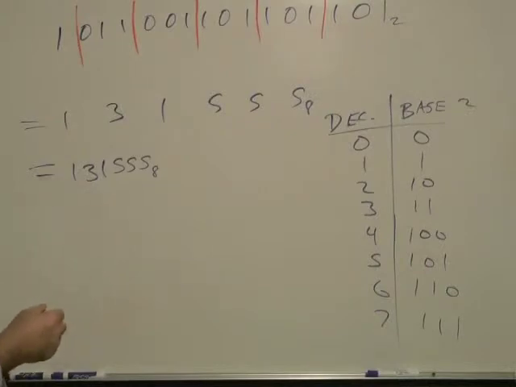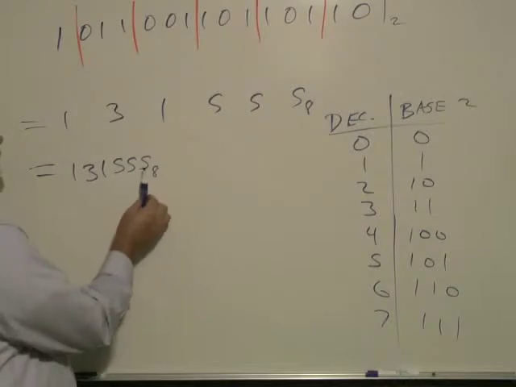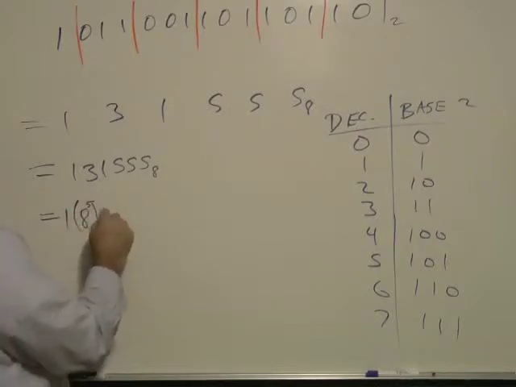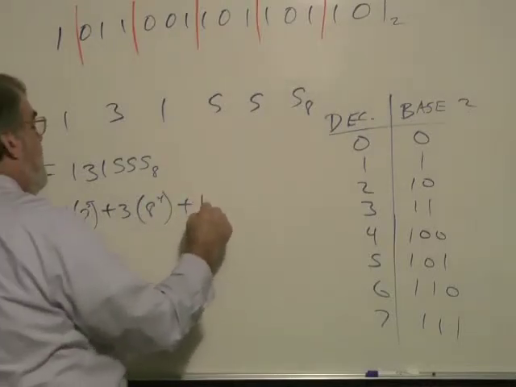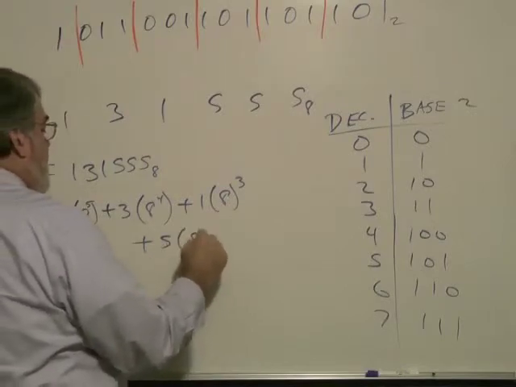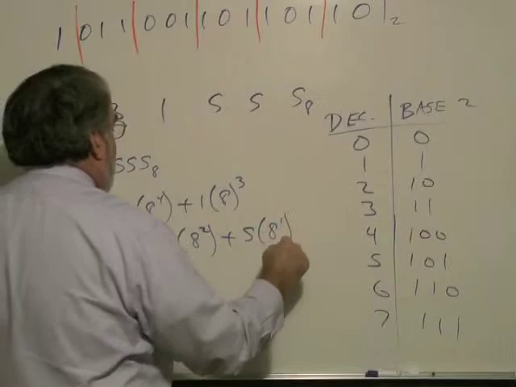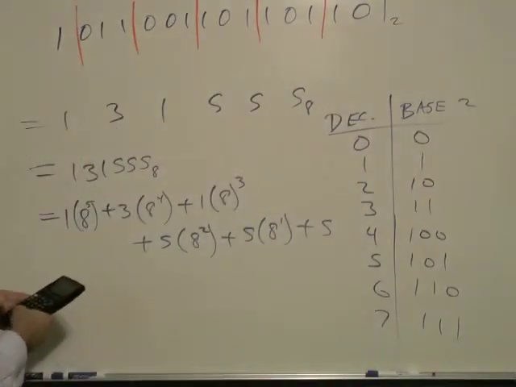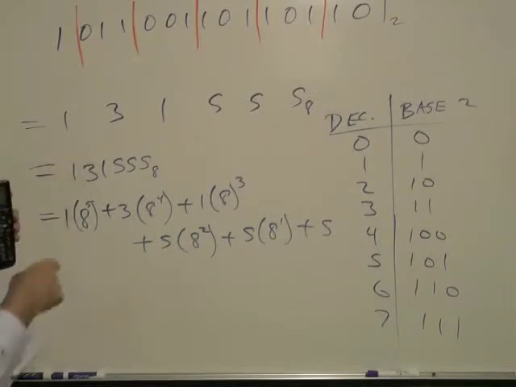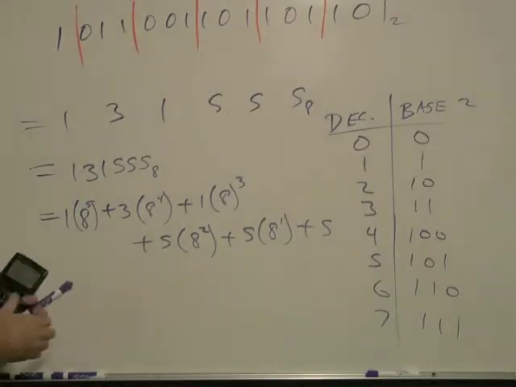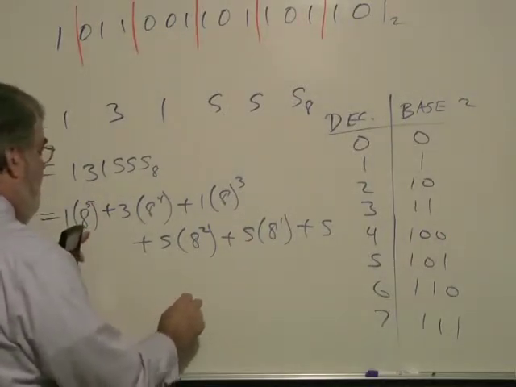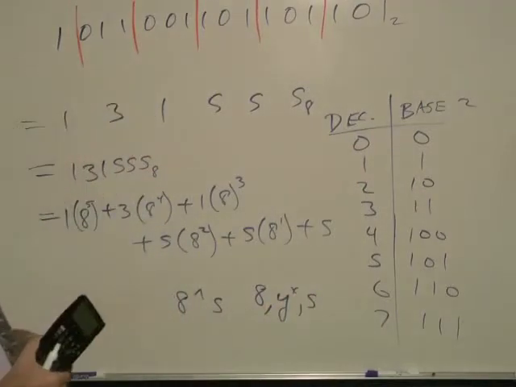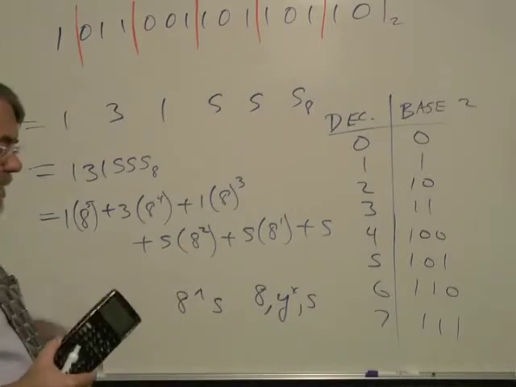Now, from there, it's still going to be a kind of big number because I have 8 to the 0, 1, 2, 3, 4, 5. So this is 1 times 8 to the 5th power plus 3 times 8 to the 4th power plus 1 times 8 to the 3rd power plus 5 times 8 to the 2nd power plus 5 times 8 to the 1st power plus 5. And so now we convert it over to base 10, 8 raised to the 5th, so 8 exponent 5. If you're not sure what that is on your calculator, on a graphing calculator, 8 to the 5th would be 8 caret 5. On some calculators, it's 8 y to the x 5.